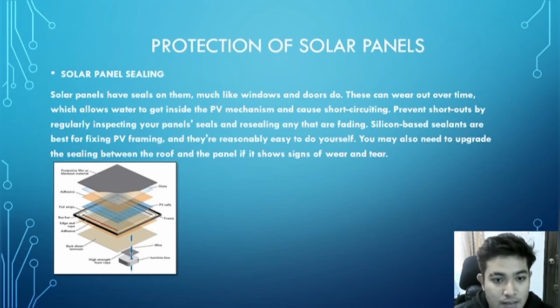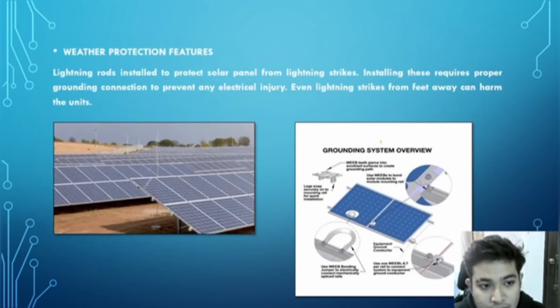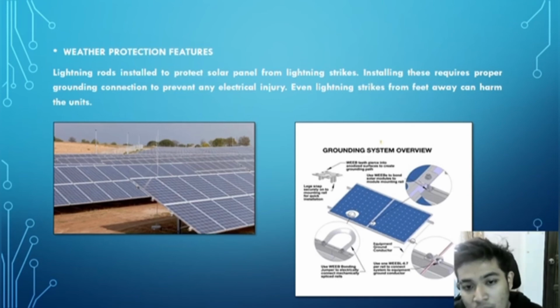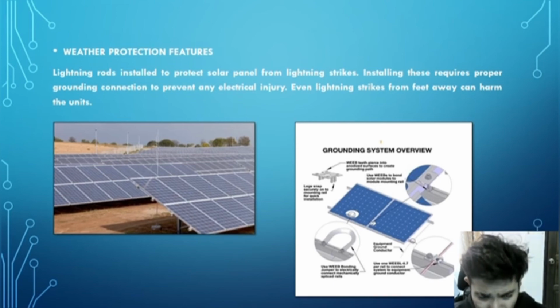The next one is weather protection features. Lightning rods are installed to protect solar panels from lightning strikes. Installing this requires a proper grounding connection to prevent any electrical injury. Even lightning strikes from feet away can harm the units. The figures show an example of lightning rods installed at the solar panel. And there is a proper grounding system to make sure to prevent any electrical injury.